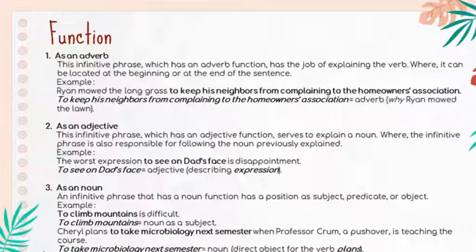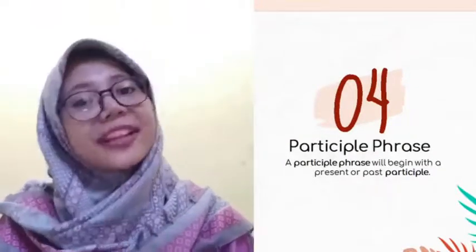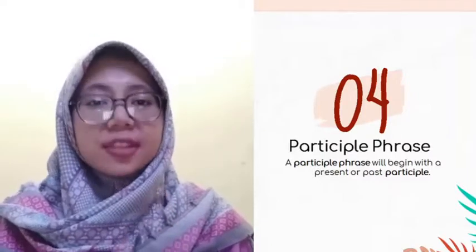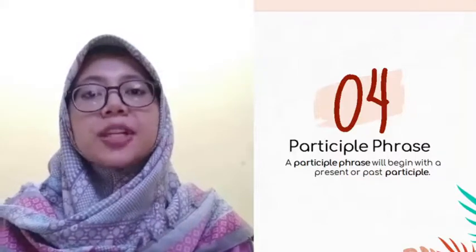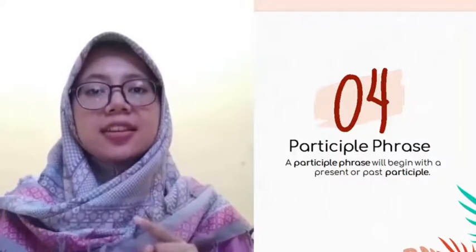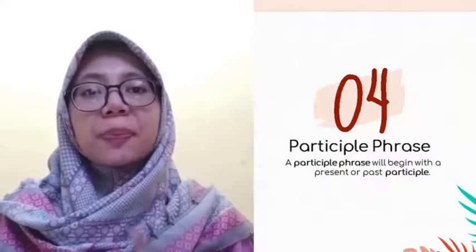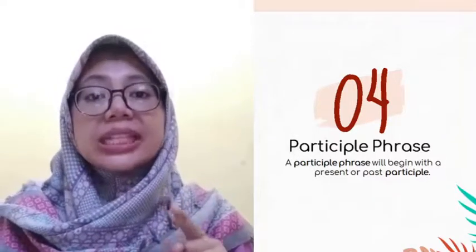Okay, that's the explanation about infinitive phrase. Okay, for the next is about participle phrase. A participle phrase will begin with a present or past participle. If the participle is present, it will dependably end in ing. On the other hand, a regular past participle will end in a consistent ed.